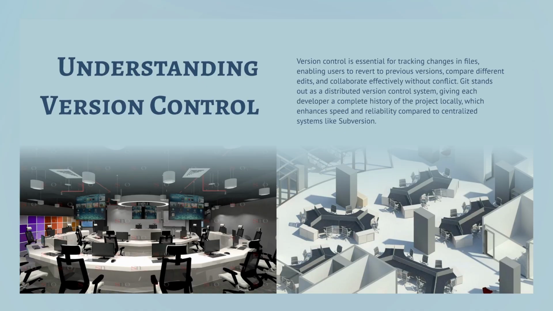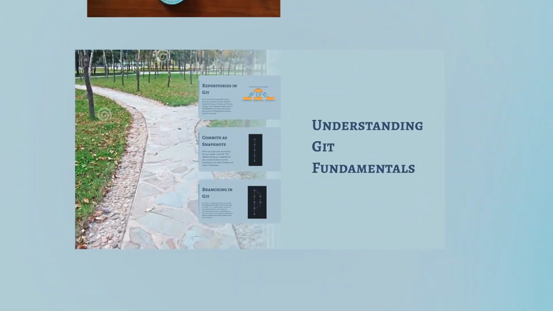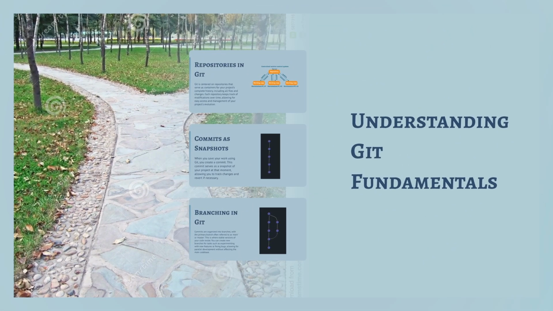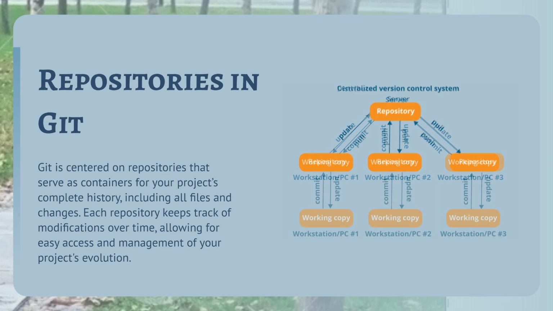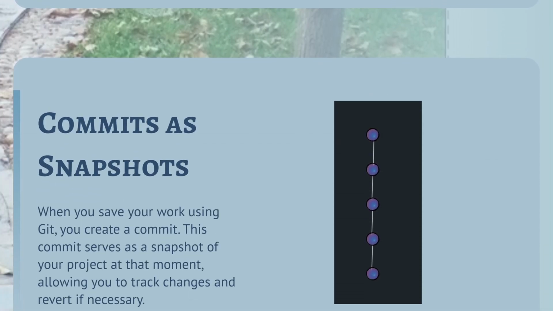This makes Git faster, more reliable, and better for collaboration in modern workflows. So how does Git actually work? At its core, Git is about repositories, or repos for short. A repository is your project's history, all the files, and all the changes that have ever been made.